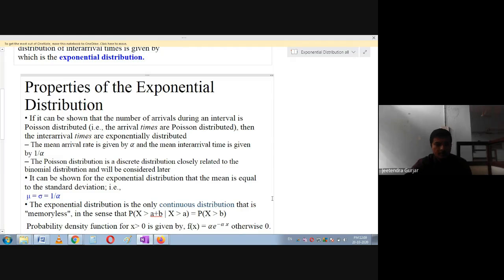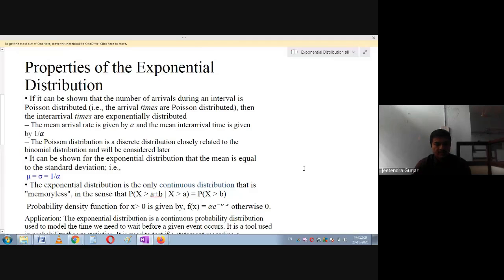The Poisson distribution is a discrete distribution. It is clear that Poisson's distribution is a discrete distribution. Remember this, please. It is closely related to the binomial distribution. We have come across that Poisson's distribution is related to the binomial distribution. Already we have considered this.